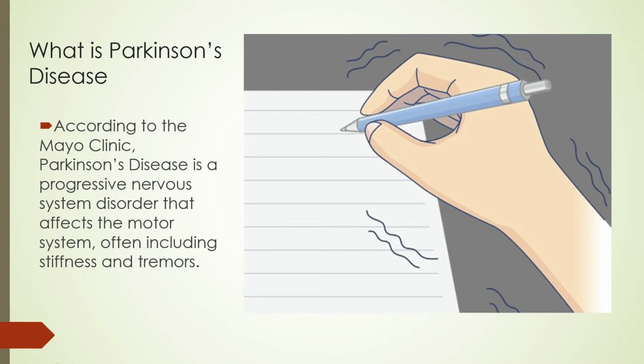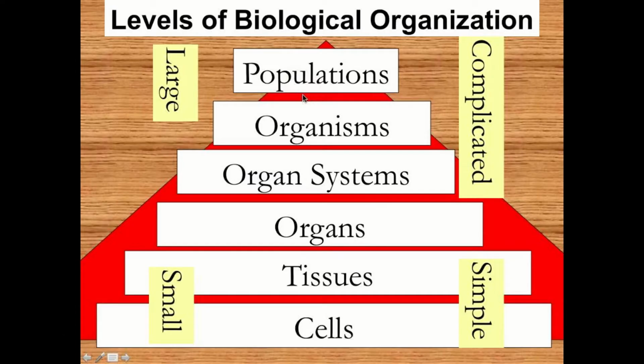So, what is Parkinson's disease? According to the Mayo Clinic, Parkinson's disease is a progressive, meaning once you obtain it, it proceeds and it doesn't stop, nervous system disorder that affects the motor system. And these effects on the motor system manifest themselves as stiffness or rigidness and tremors.